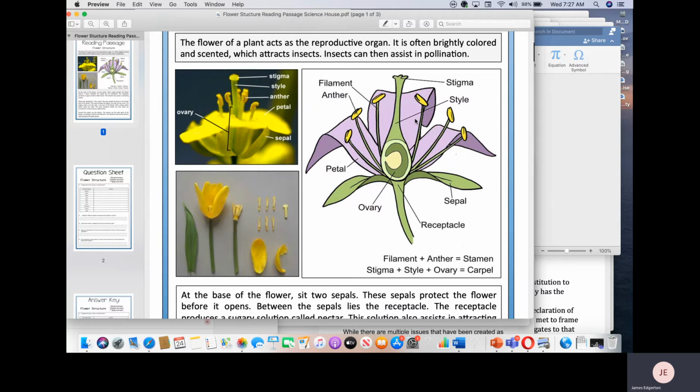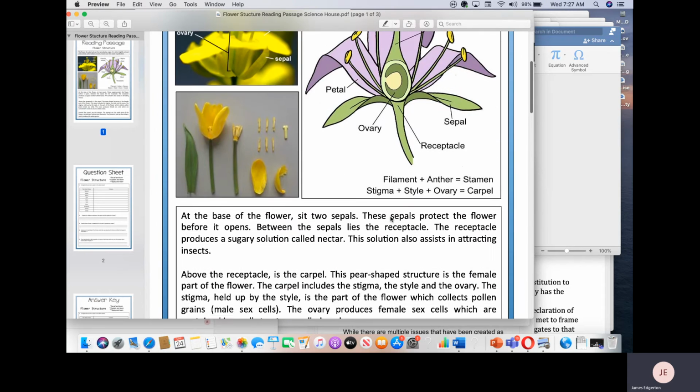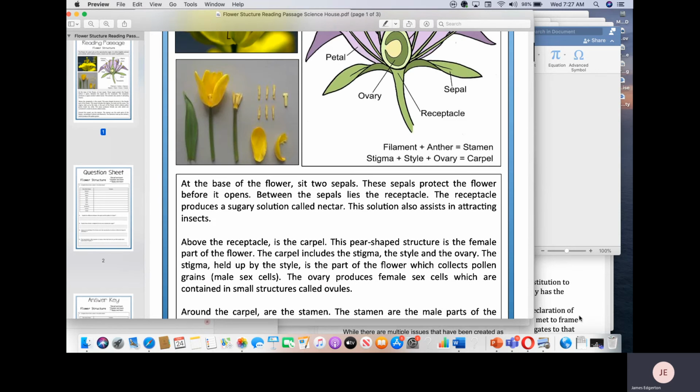seeds are produced. And just so you're aware of the basic parts of a flower, of course you have your petals, which are the colorful part, and the sepal, which is kind of the underneath leaves of the flower. And the questions deal with those parts, and so that's pretty much it for the flower here. Anyway, hopefully that enables you to understand the flower and answer some questions.